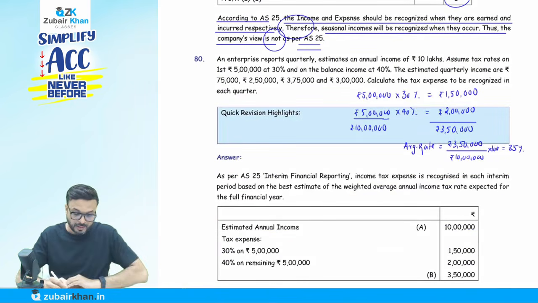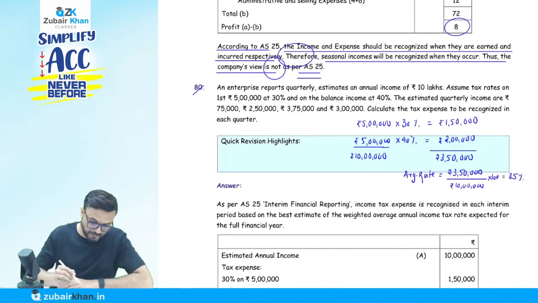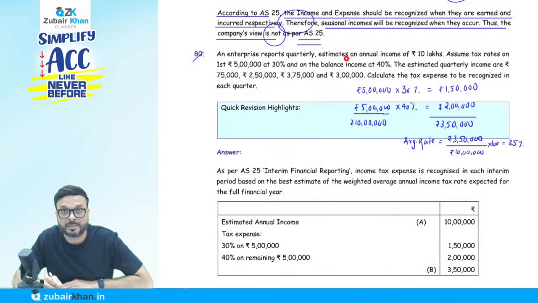In question number 80, they say an enterprise that reports quarterly has estimated annual income of rupees 10 lakh. Assume the tax rate on the first rupees 5 lakh is 30%, so on the first 5 lakh it is 30%, which comes to 1,20,000. And on the balance income, a different rate of tax, 40%.